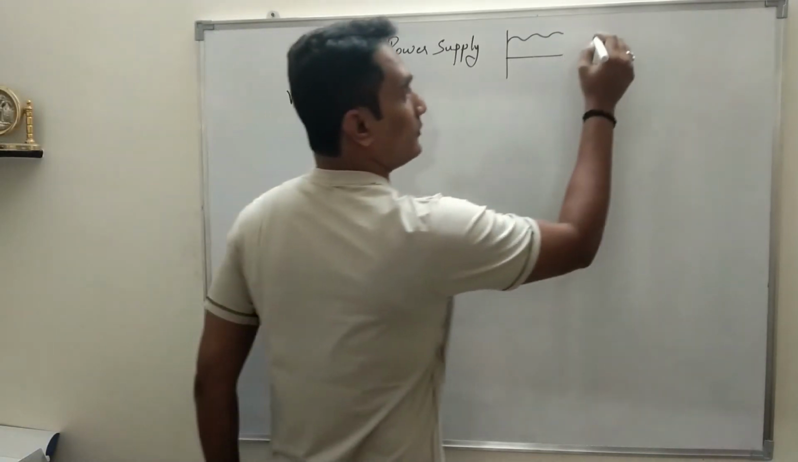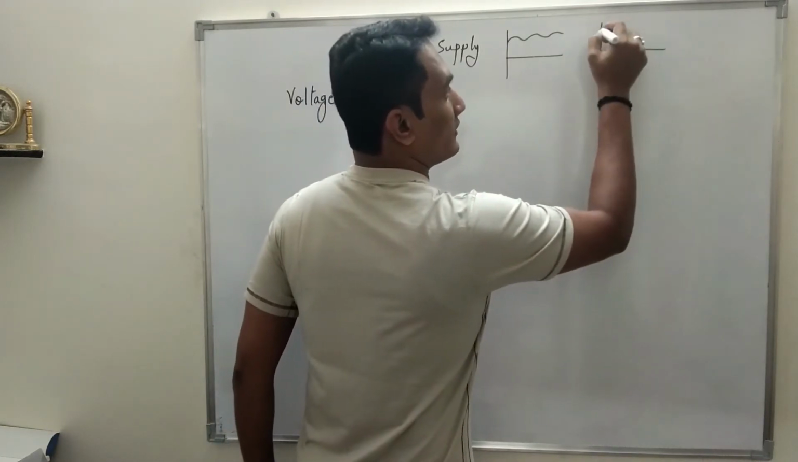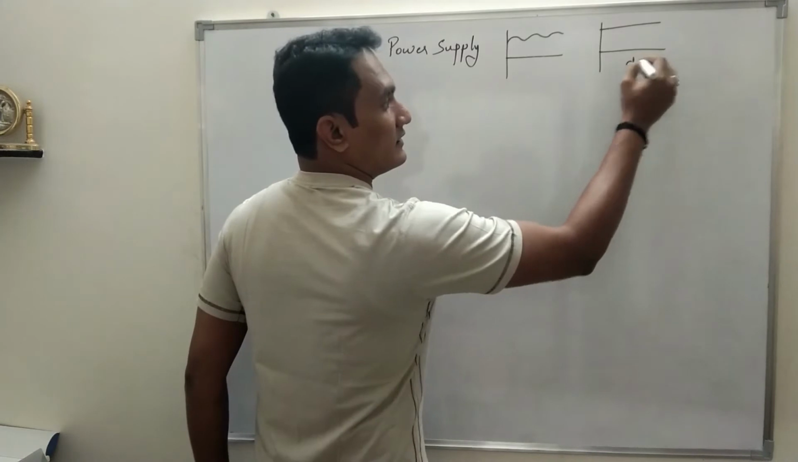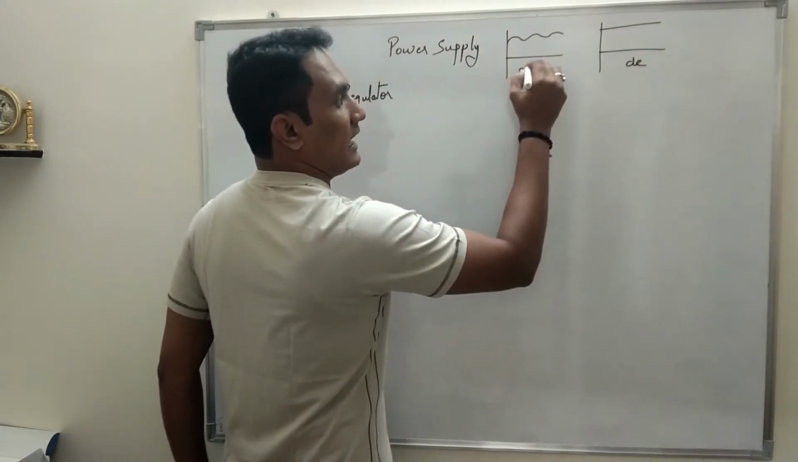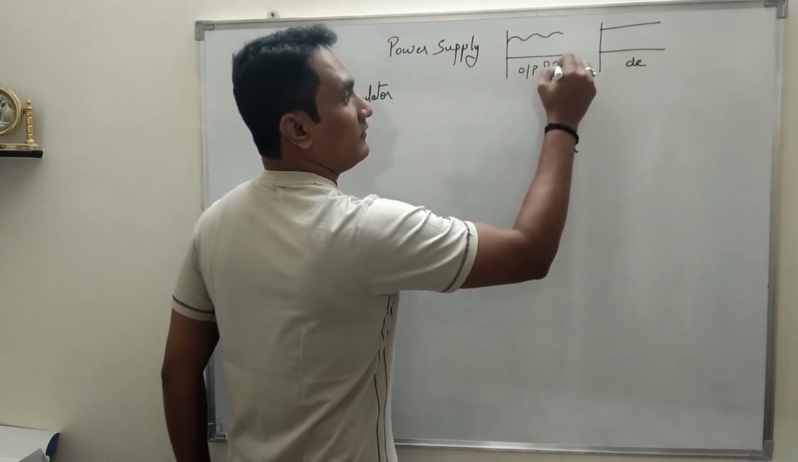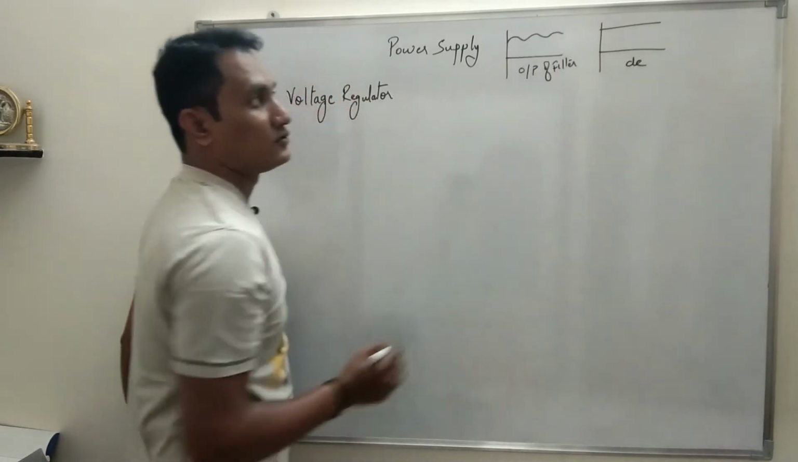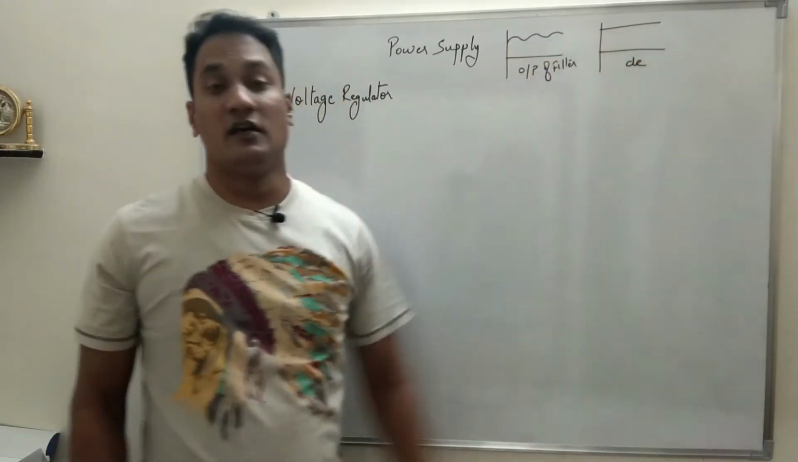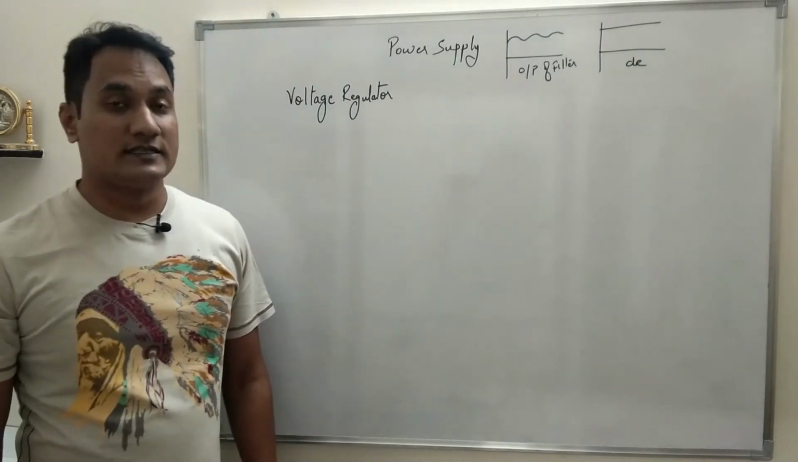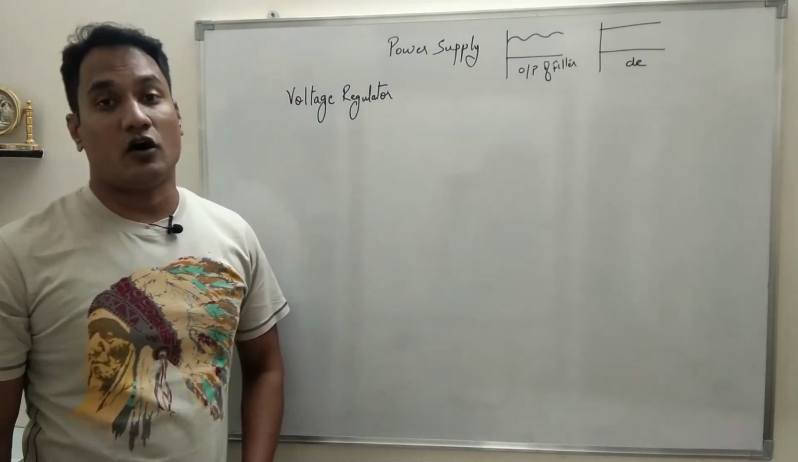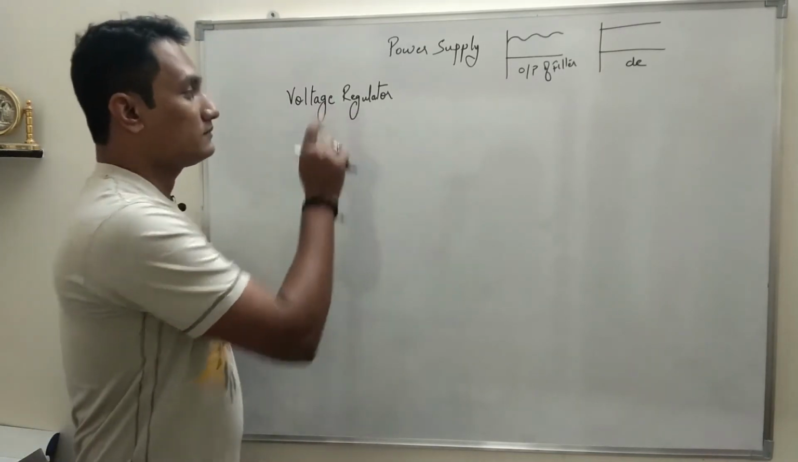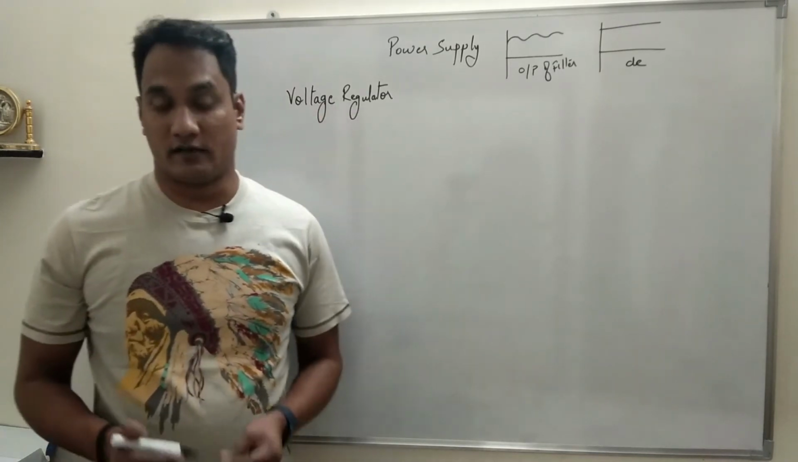And how will pure DC be? Pure DC will be a straight line, right? So this is your DC and this is the output of filters. Okay, so therefore, to make sure that the output remains constant for all changes in the input voltage and all changes in the output load resistance, we use a voltage regulator.